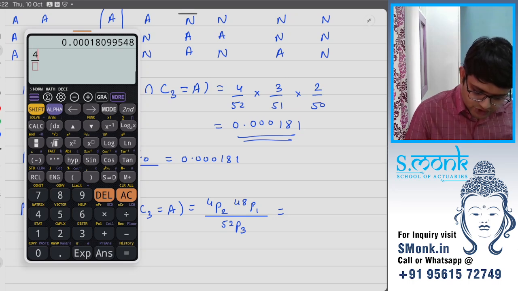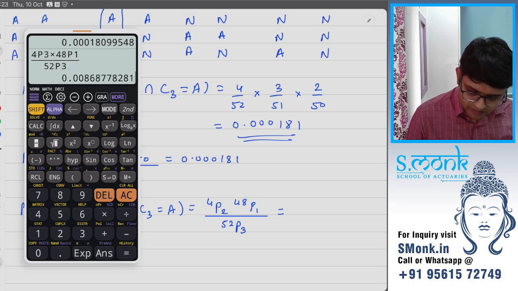4, then shift, P3 into 48 shift P1 upon 52 shift P and then 3. Okay, sorry, I made a mistake. It should be 4P2, right? 4P2. Now see, if I made a mistake, I can use the arrow keys to navigate to wherever I have made the mistake. I can delete this and I can press 2. So equal to, the value that I get is 0.00434.